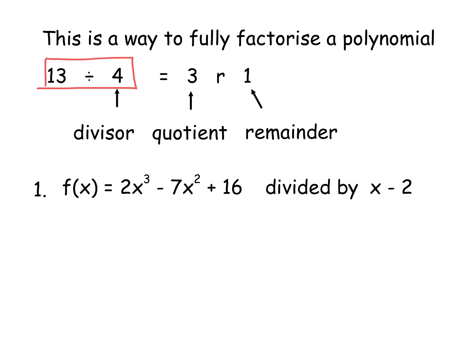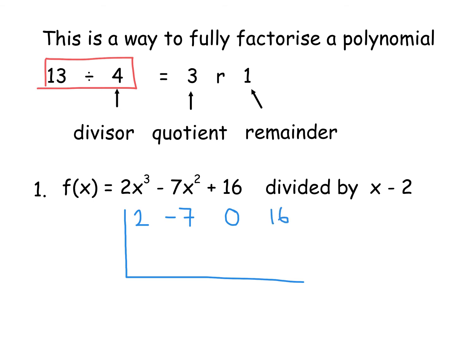We have to divide this polynomial here of degree 3 by x minus 2. So we're going to draw our little nested table. And we're going to put in each of our numbers. So our x cubed has got a 2 in front. Our x squared is a minus 7. Oh, there's no x term, so you put in a 0. And then the number is 16.